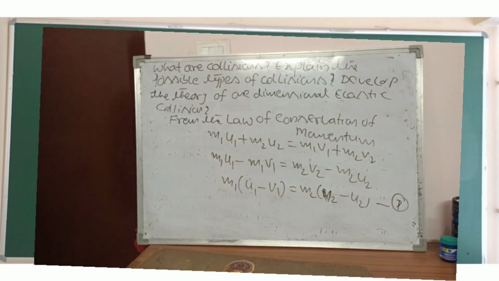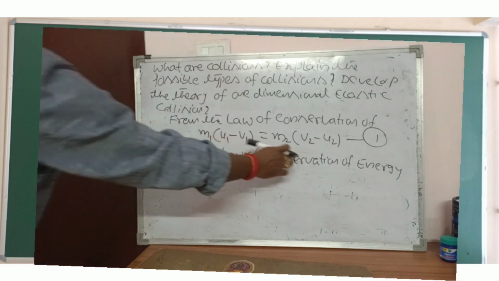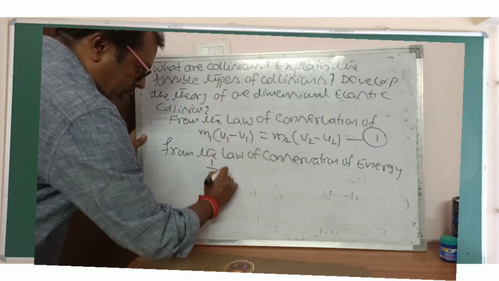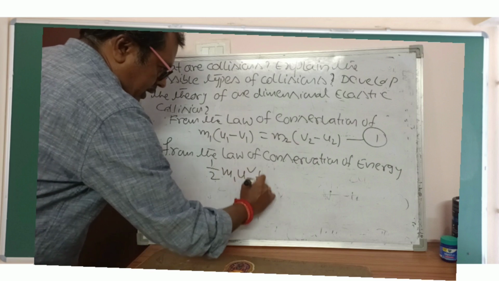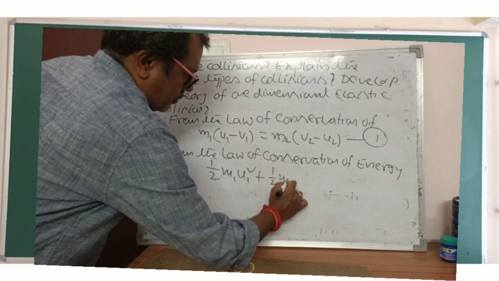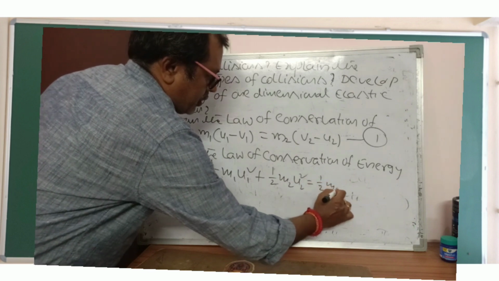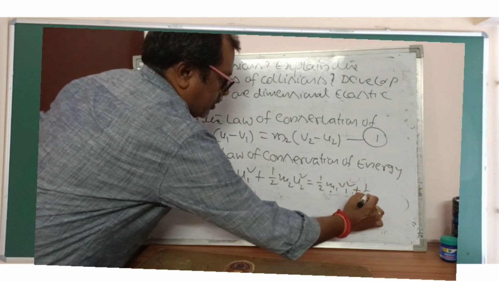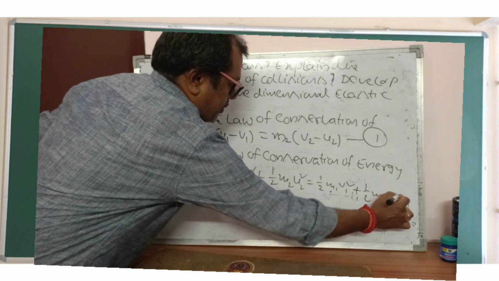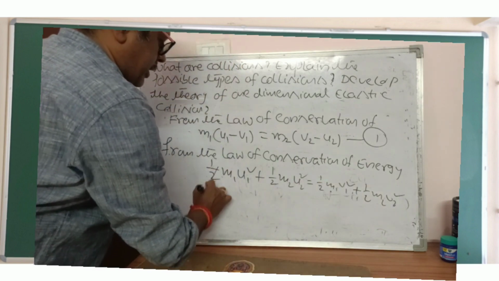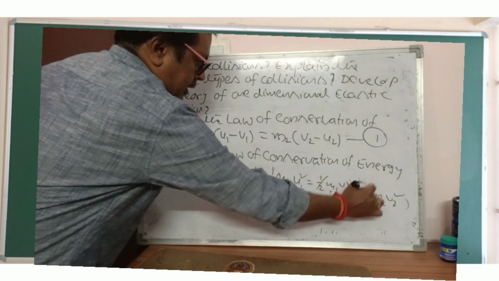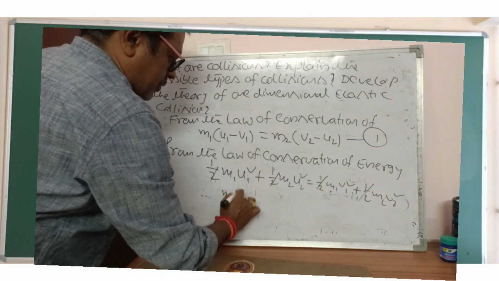From the law of conservation of energy, 1 by 2 m1 u1 square plus 1 by 2 m2 u2 square is equal to 1 by 2 m1 v1 square plus 1 by 2 m2 v2 square. Therefore, I am taking 1 by 2 as a common factor and cancelling it on both sides.